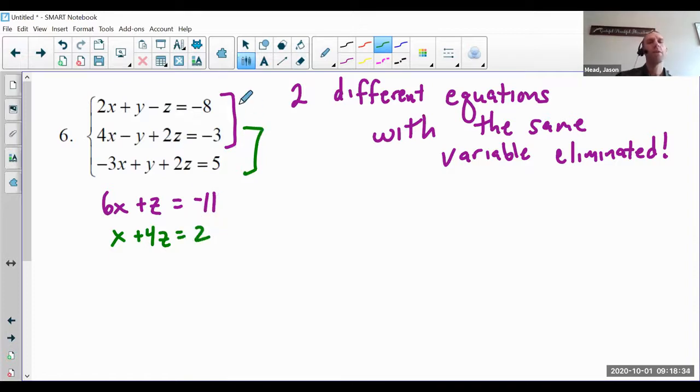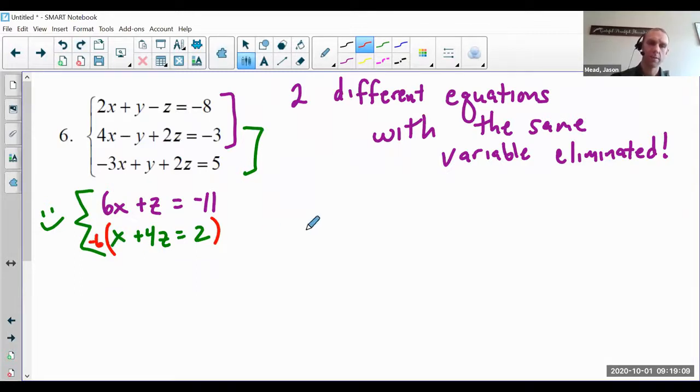So notice what happens. I add the first and the second together, and I add the second and the third together. Now what do I have? I have something that I know how to do. That's our goal: to get it into something that we know how to do and then go from there. So since I know how to do this one, now I'm going to multiply this by negative 4. No, poor choice. Multiply that one by negative 6.